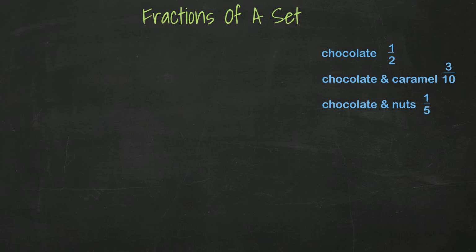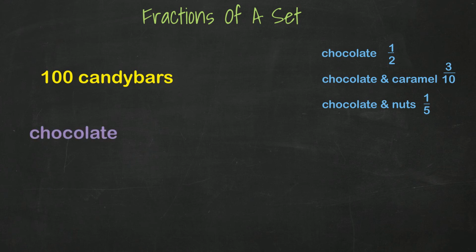Let's assume we're trying to order some more candy bars for our store, and we expect that we will sell the same fraction of these next month, except we want to increase our order to 100 candy bars. Our set or group will be 100 candy bars total. We still think we have to sell the same fractions of each type next month: just chocolate, 1/2, chocolate and caramel, 3/10, chocolate with nuts, 1/5. How many do we need to order of each? We can set this up as a multiplication problem, multiplying the fraction times the whole number.